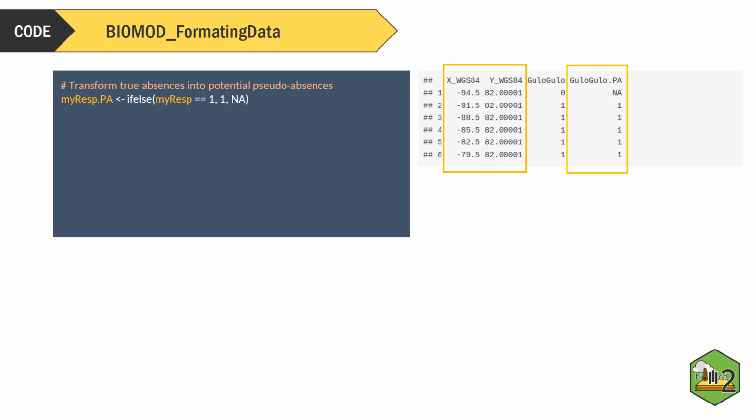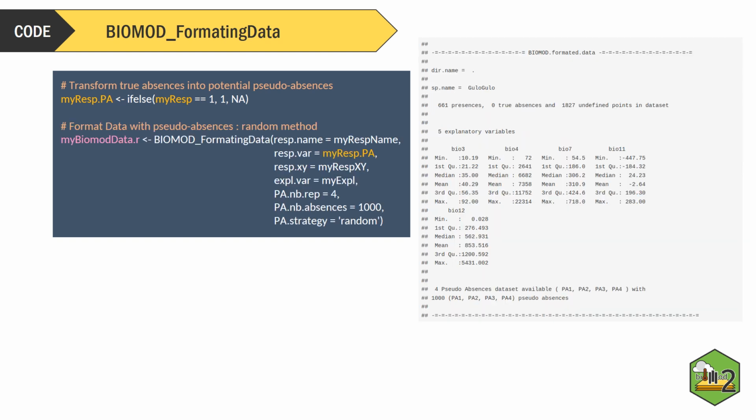Let's try that with our glow species, starting by transforming absences into NA, meaning points in the study area that are not presences but can be selected to be pseudo-absences. Here, you need to give some additional parameters to the biomod formatting data function to specify the number of pseudo-absence sets you want to build, how many points you want to select within each set, and the strategies chosen to select them. I present you first the most commonly used random method, and you can see on the right the print of the output containing at the bottom one line regarding the pseudo-absence datasets.